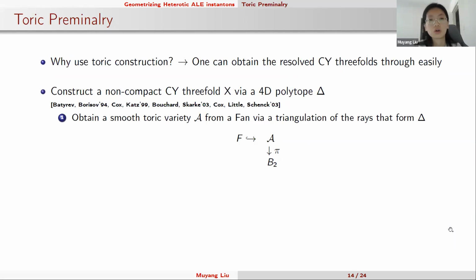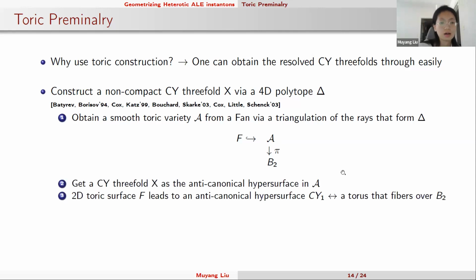And in our work, we heavily use the toric constructions. The reason is that one can easily obtain the equivalently resolved Calabi-Yau threefold from the combinatoric data of the relevant polytopes. So first, we aim to construct a non-compact Calabi-Yau threefold with that polytope data. First, we construct the smooth toric ambient space from the fan, where the fine star triangulations of the rays form the delta. This gives you a smooth toric ambient space that has the following fibration structure, given by the 2D toric surface, the weak Fano surface, over the base B2. And once you cut the anticanonical surface inside the ambient space, this gives you a Calabi-Yau threefold.